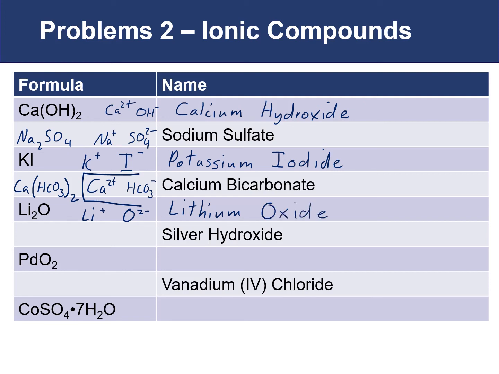Okay, we again have silver. Silver again is one of our transition metals that can only take on 1 charge. So it will be Ag, the charge on it is a +1. Hydroxide is OH-, and so silver hydroxide would be AgOH.